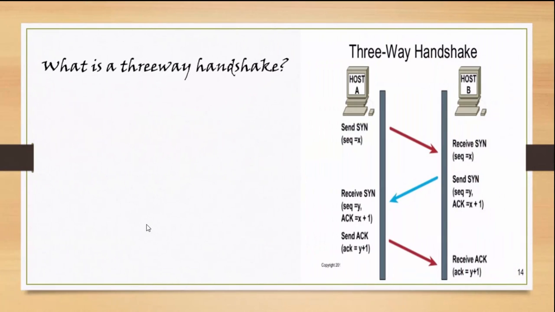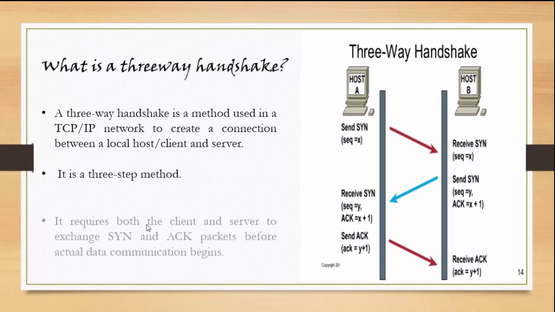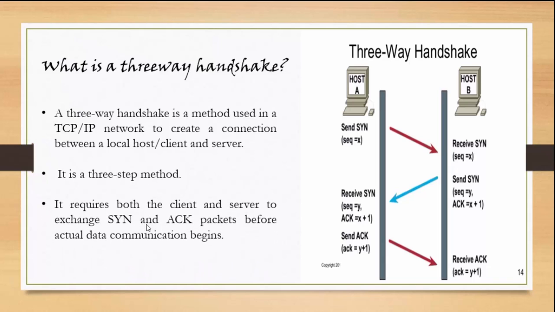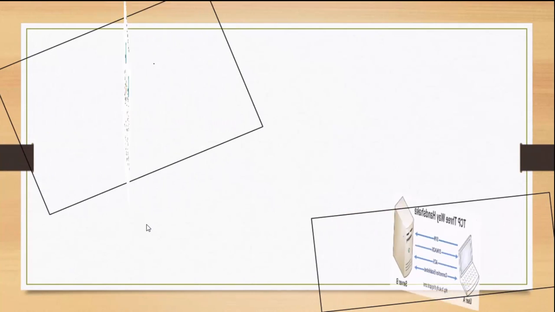Now, this here is a diagram for the three-way handshake. Basically, a three-way handshake is a method used in a TCP/IP network to create a connection between a local host, which can also be called a client, and a server. As the name suggests, three-way handshake stands for a three-step method. It requires both the client and server to exchange SYN and ACK packets before the actual data communication begins.